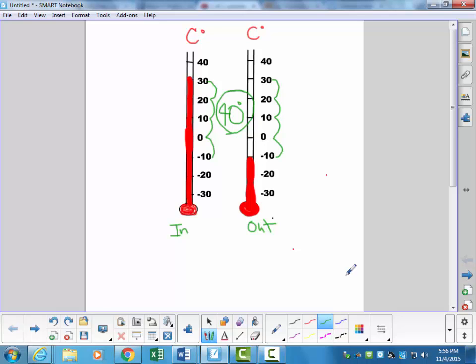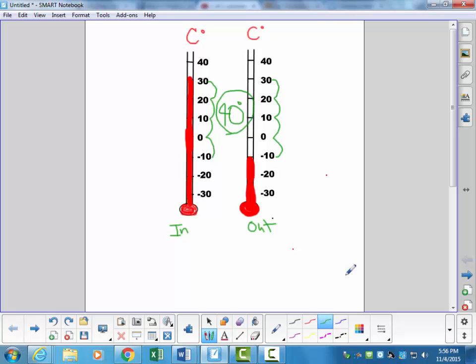We can have large temperature differences and we can have small temperature differences. We can measure the temperatures between days, the average temperature between weeks or months. This is a very helpful skill to have. All right, next, let's move on.